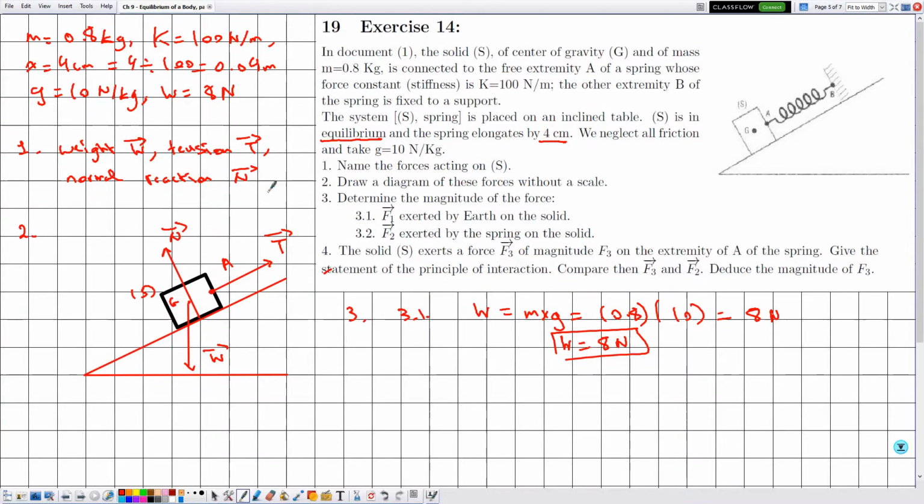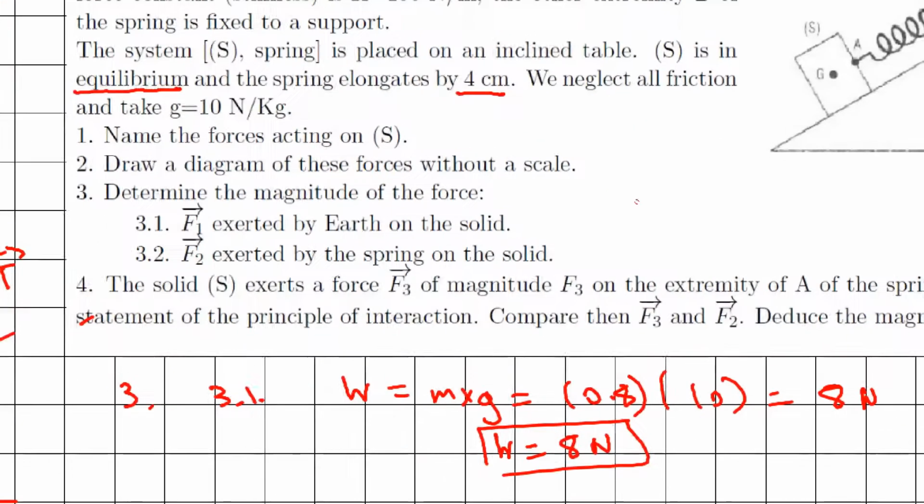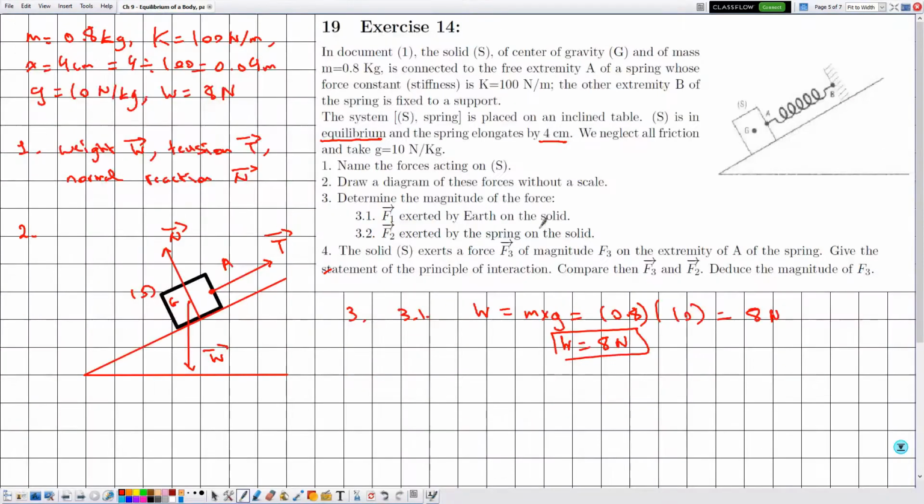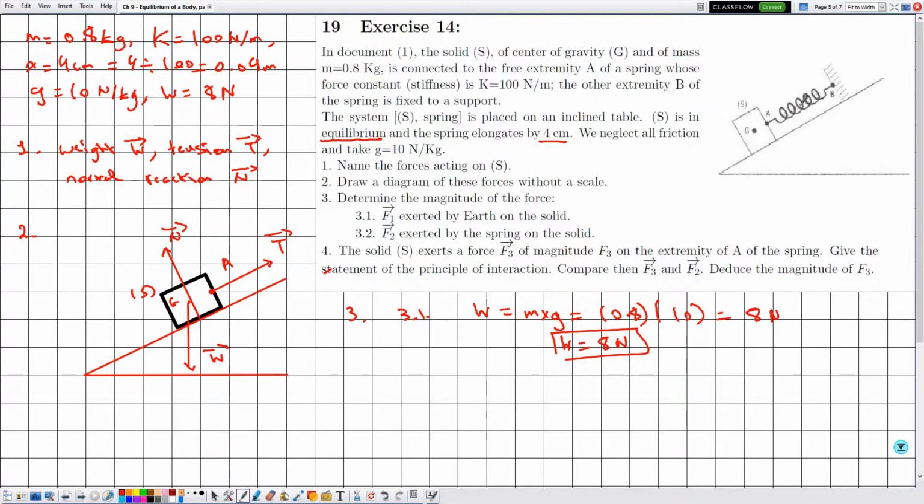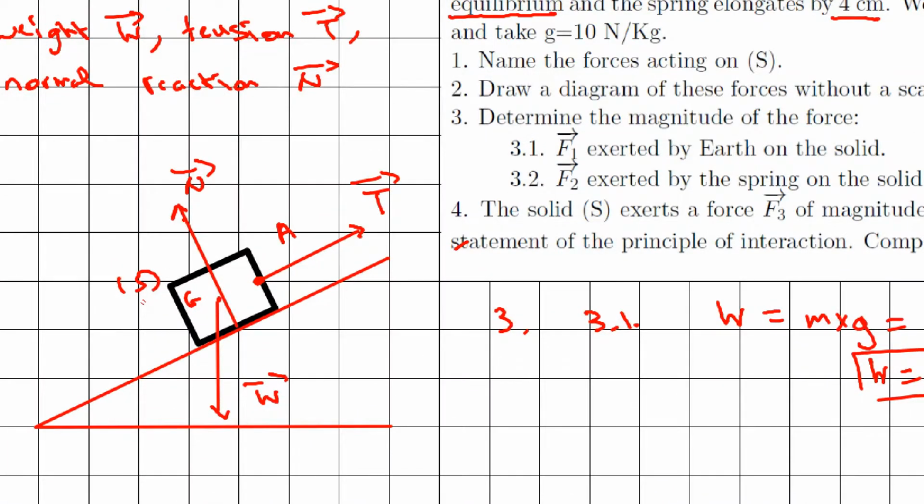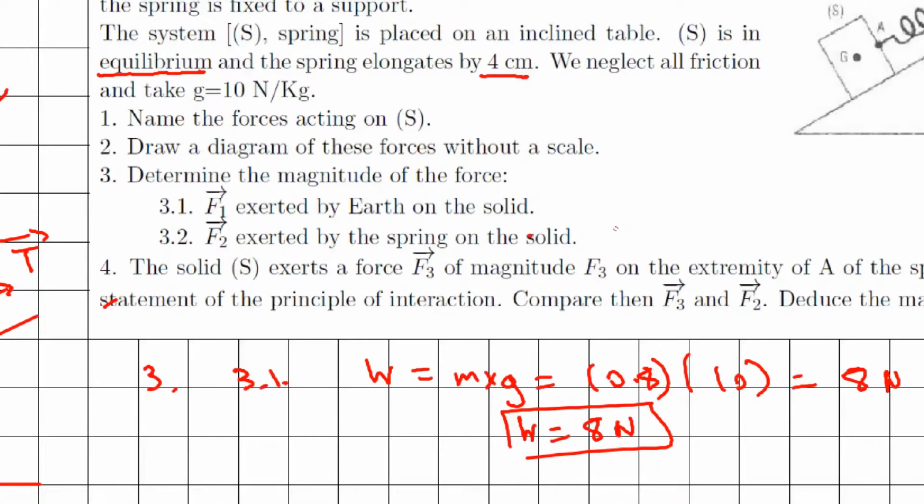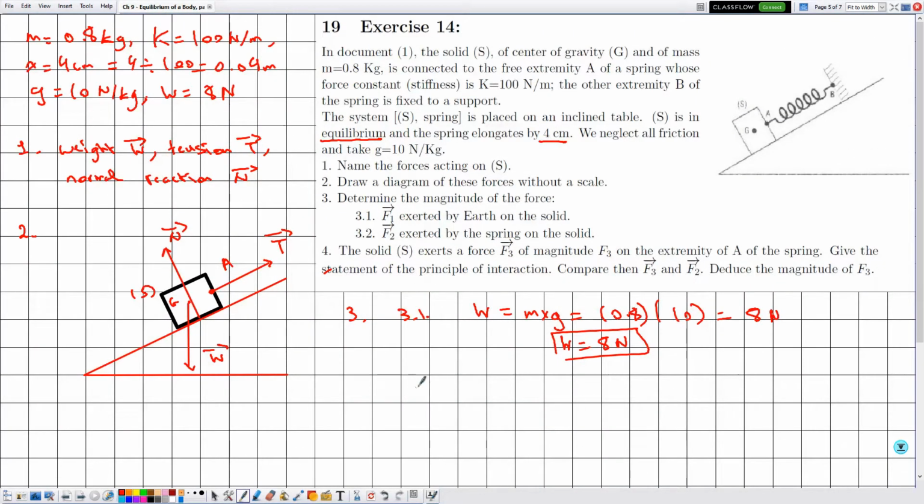Okay, now in 3.2 they are telling me F2 exerted by the spring on the solid. So in this case we need to read the question like this: determine the magnitude of the force exerted by the spring on the solid. We have already discussed the weight. We are left with the tension and the normal reaction. The tension is the force exerted by the spring on the solid. The normal is the force exerted by the support on the solid S. So because they are telling me exerted by the spring on the solid, the force due to the spring is the tension, and we need to determine the magnitude of the tension.